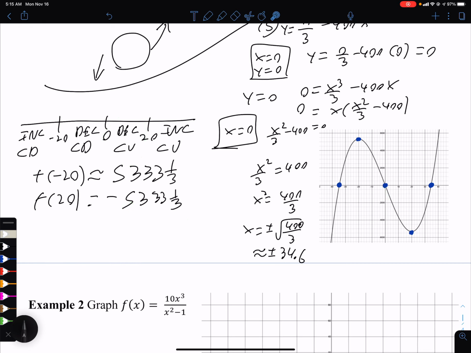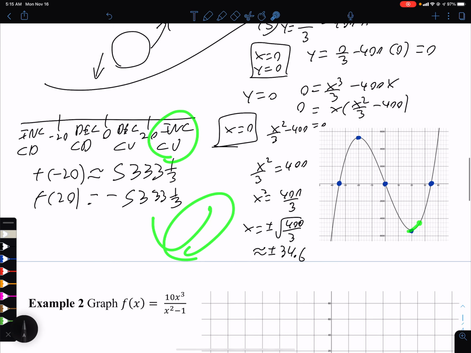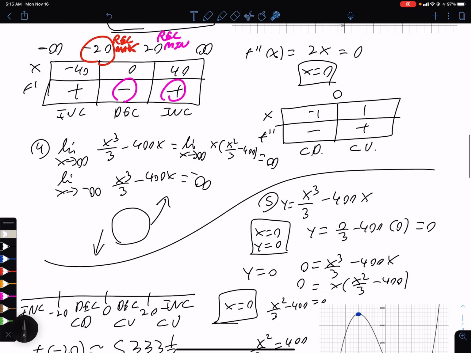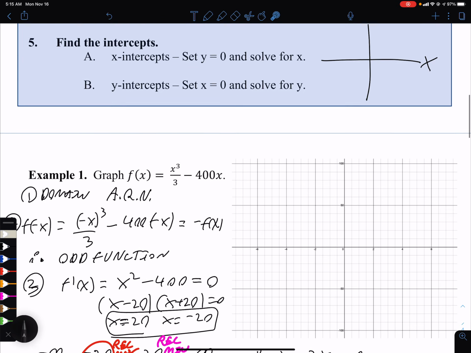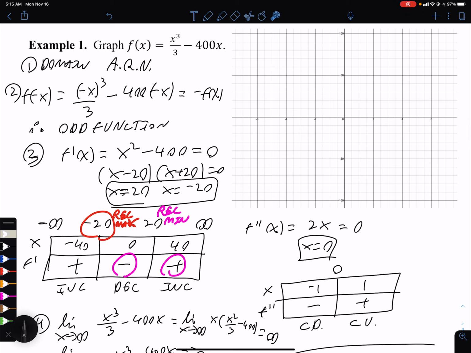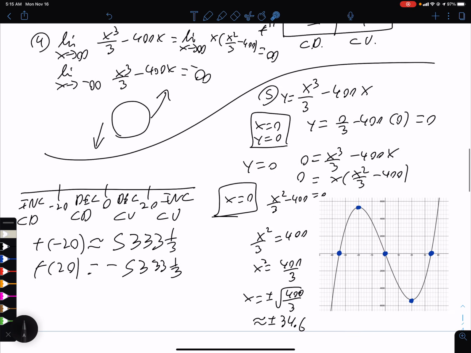And from 20 to infinity, it's concave up and increasing. It looks like that. So the graph looks like that, and we have that beautiful graph. So that's how you use all that information to get that. That's a lot of work. That's a lot of stuff. But it's a great summary of everything we've been learning up to now in our wonderful lives.